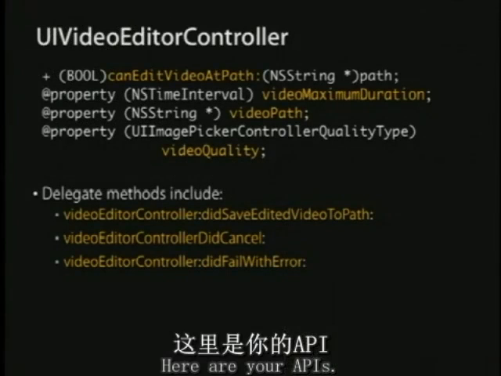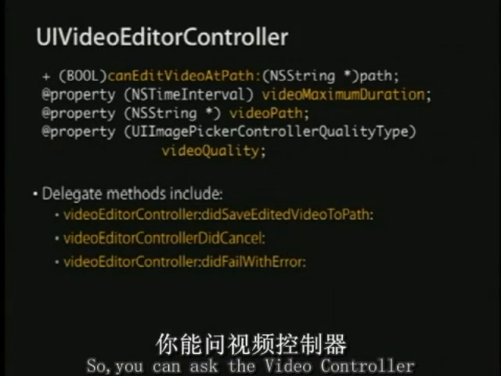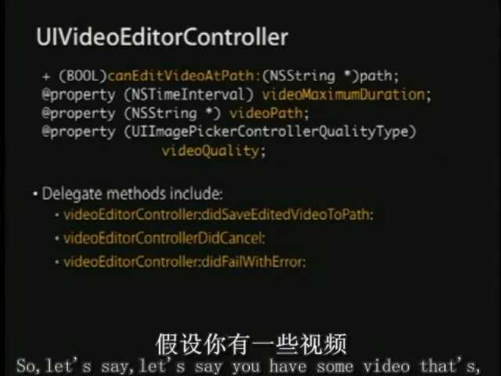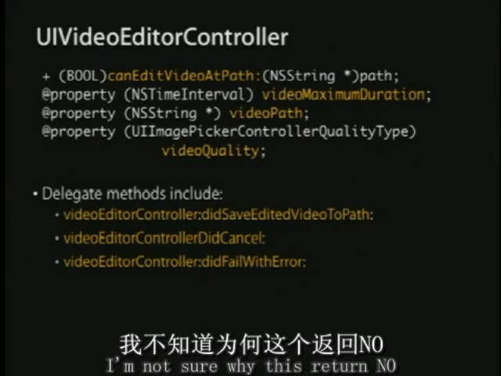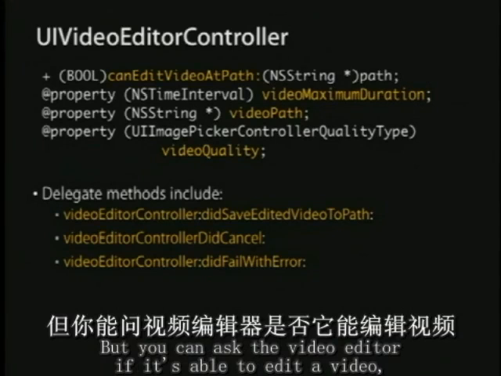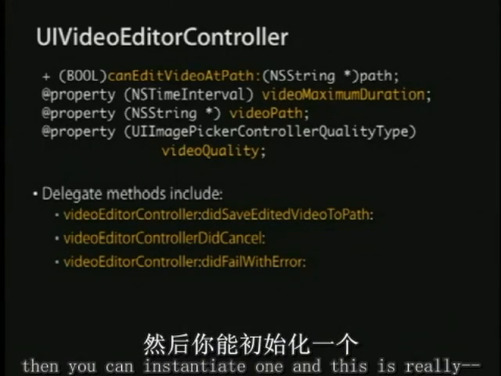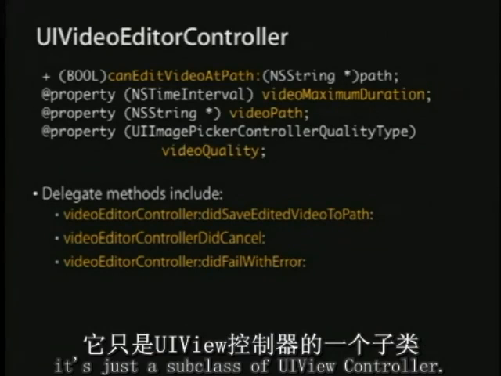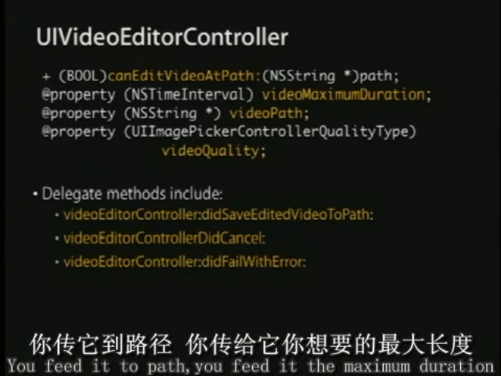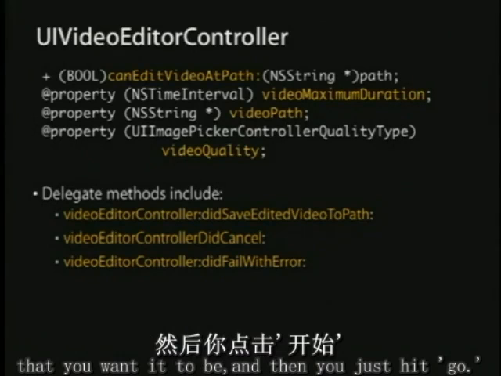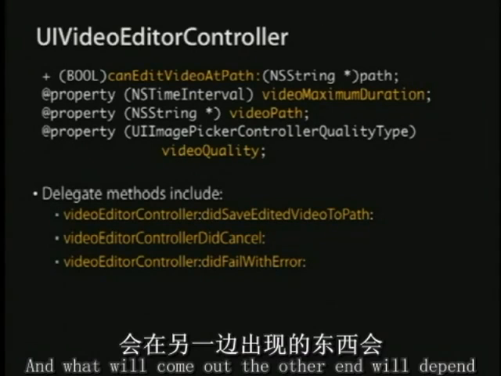Here are your APIs. So you can ask the video controller if it can edit a video at path, right? So let's say you have some video, and maybe there's some formats it can't support. I'm not sure why this would return no. But you can ask the video editor if it's able to edit a video. Then you can instantiate one. And it's just a subclass of UIViewController. So you can push it onto your stack just like any other view controller. You feed it the path. You feed it the maximum duration that you want it to be. And then you just hit go. You push it, and what will come out the other end will depend on the delegate methods.